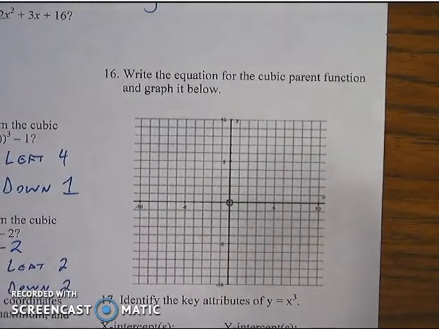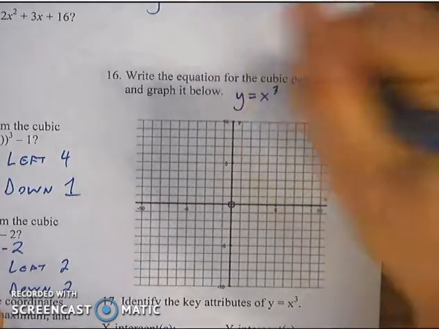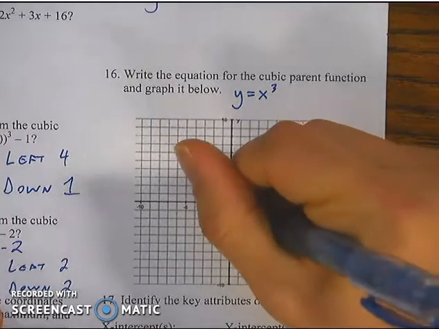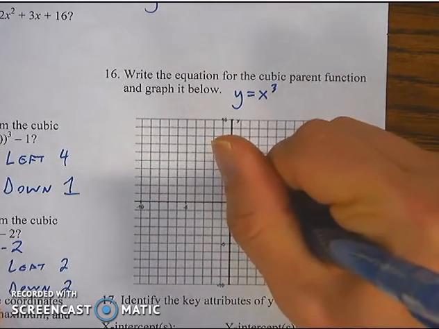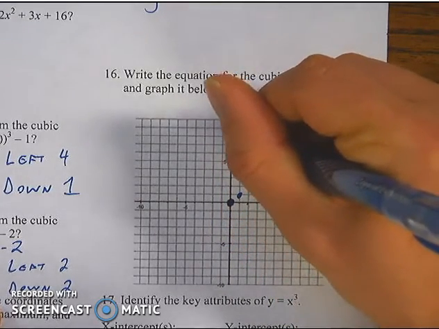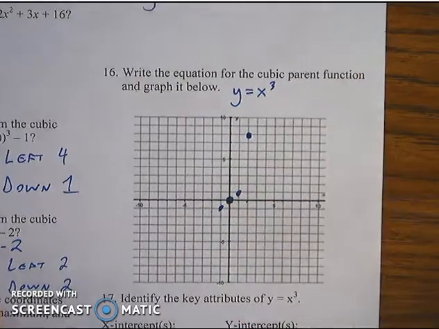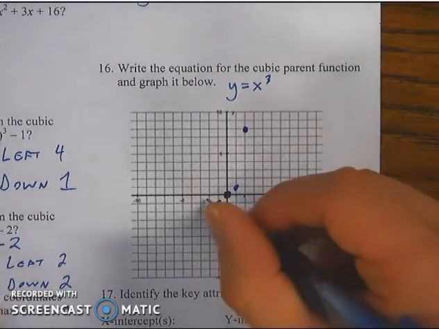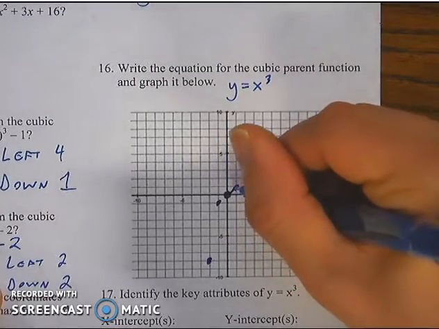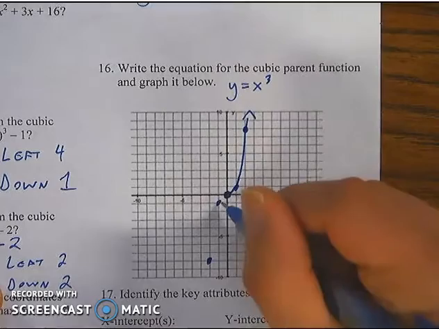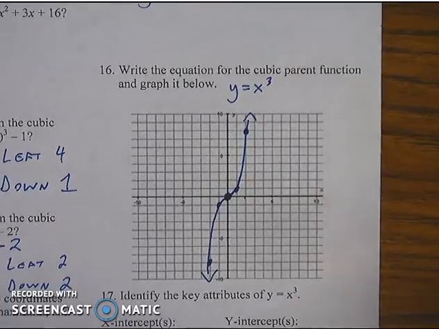Write the equation for the cubic parent function and graph it below. Well, that's just y equals x cubed. That's the cubic parent function. The inflection point is right there at 0, 0. At 1, it's at 1, and at 2, it's at 8, because 1 cubed is 1, and 2 cubed is 8. At negative 1, it's at negative 1, because negative 1 cubed is negative 1. And at negative 2, it's at negative 8, because negative 2 cubed is negative 8. So this thing goes up forever like that, and down forever like that. That's the cubic parent function.